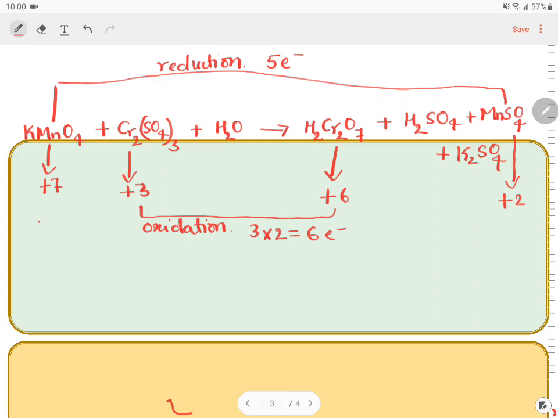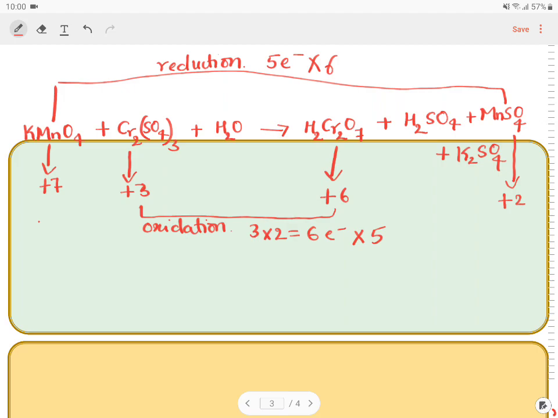We know the thumb rule that in any redox reaction, the number of electrons changed during oxidation and reduction should be the same. Here we have 6, here you have 5. How do we balance this equation? Wherever chromium is there, you multiply by 5, and wherever Mn is there, you need to multiply by 6. Therefore, multiply this with 5 and this with 6, so that on both the sides, the number of electrons becomes equal.